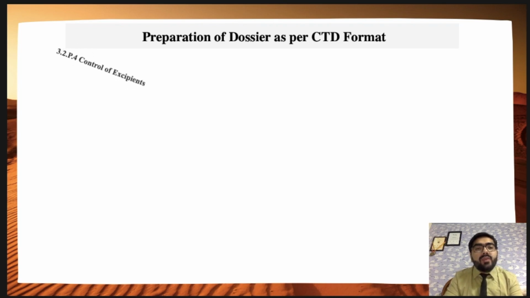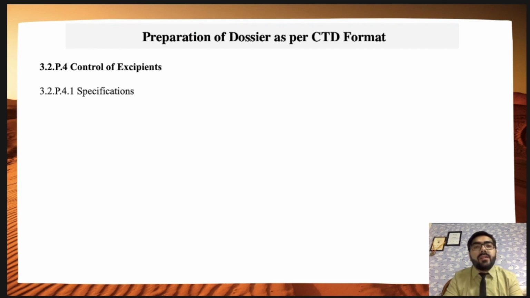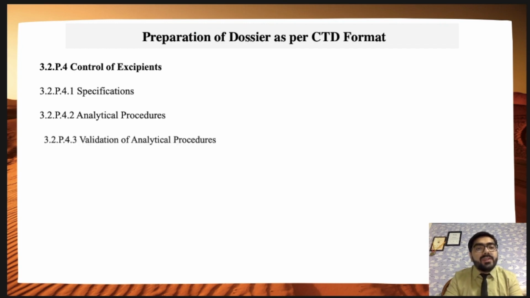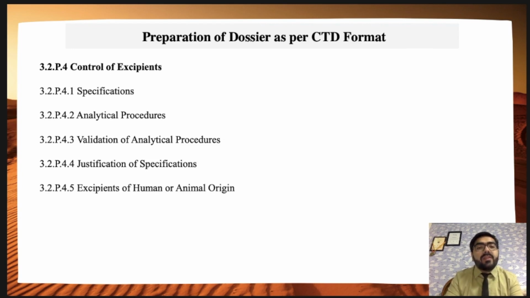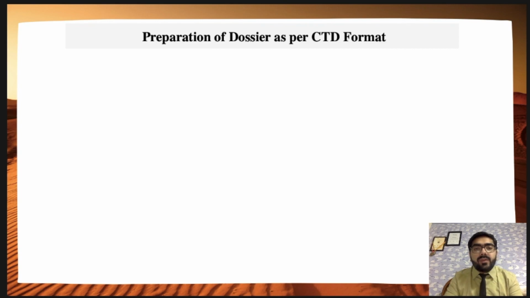And then coming to the 3.2.P.4 section, which contains control of excipients. Then 3.2.P.4.1, which contains specifications. Then P4.2, which contains analytical procedures. P4.3, validation of analytical procedures. Then we have to mention justification of specification under P4.4. Then P4.5 contains excipients of human or animal origin, whether the excipient is from human origin or animal origin. Then the novel excipients come under 3.2.P.4.6, right?